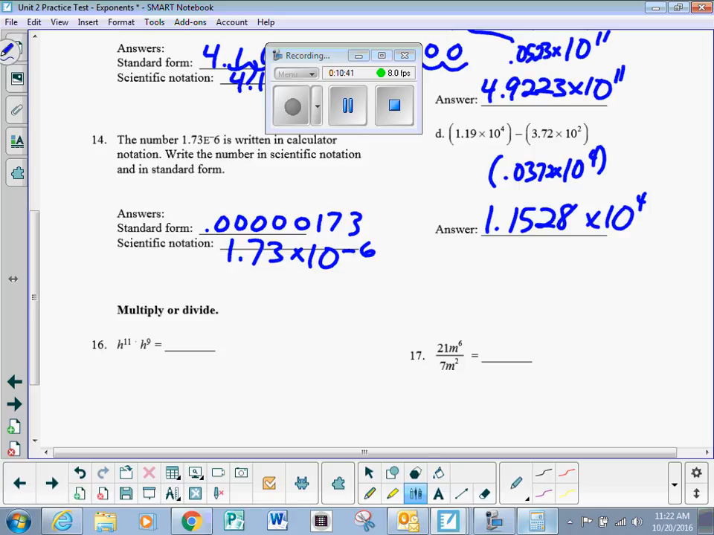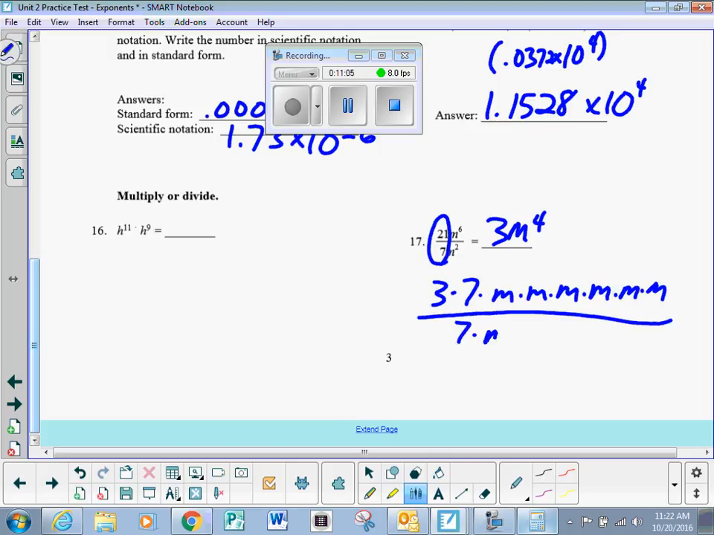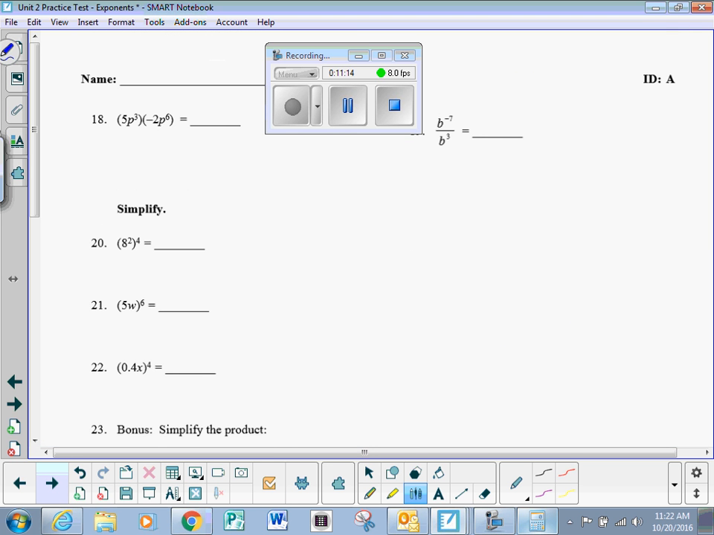When I divide things with the same base, I divide numbers like I always have. 21 divided by 7 is 3. M to the 6 minus 2 is M to the 4th. Piece of cake. Think about this. This is 3 times 7 times M times M times M times M times M times M over 7 times M times M. Divide out common factors, right, Zach? And I get 3M to the 4th left. You can do it that way if you want.